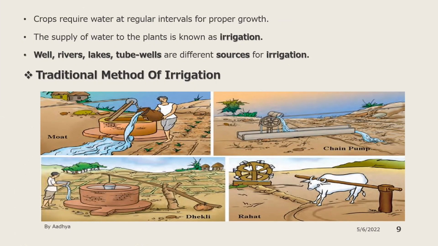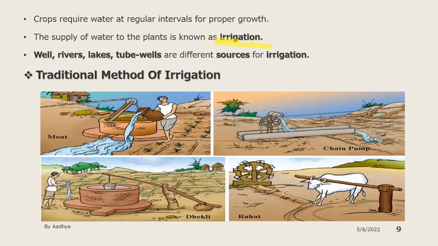Crops require water at the regular interval for the proper growth. You should give water to crops at a regular interval of time. Suppose you give water in the field every morning and evening, then you should give water to the crop every morning and evening. So the supply of the water to the plant is known as irrigation. This is the definition of irrigation, and it is important, right?